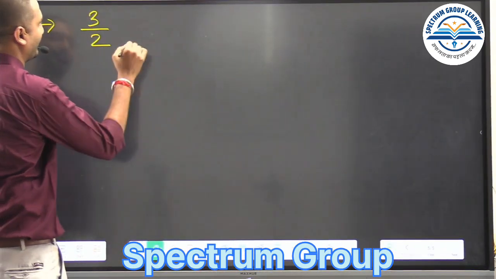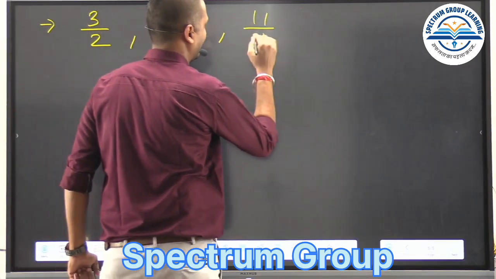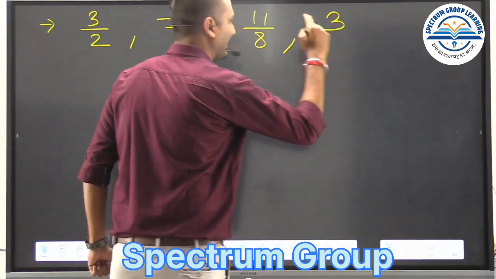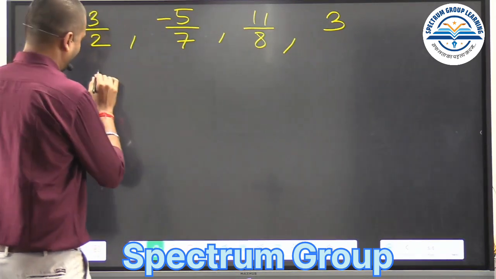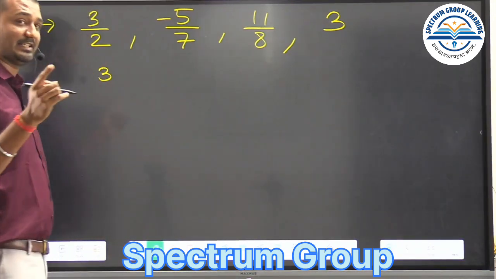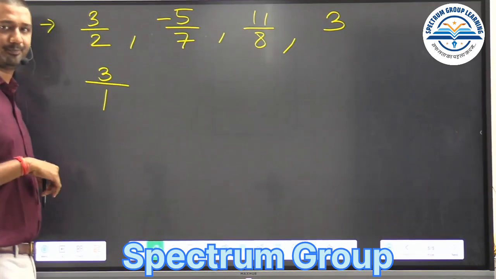3 by 2, minus 5 by 7, 11 by 8, 3. 3 is also a rational number. How? I told you, if a number satisfies all the three conditions, then it is called a rational number. If no value is there, we will write 1.